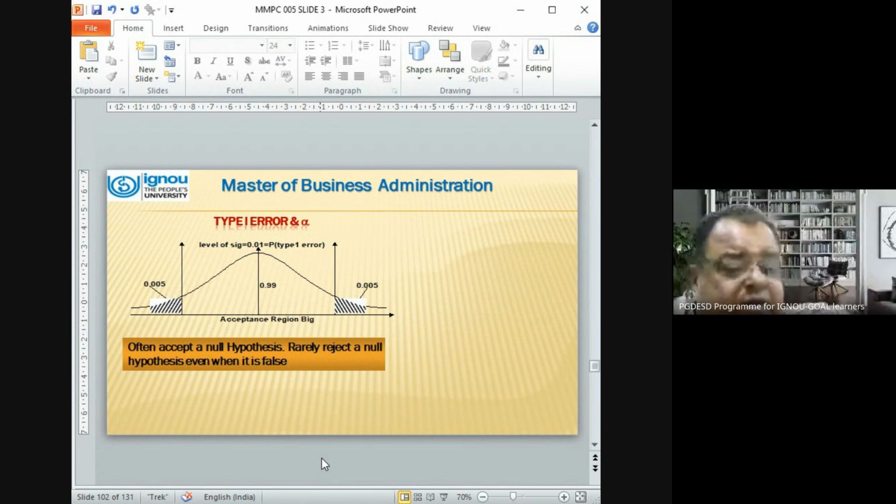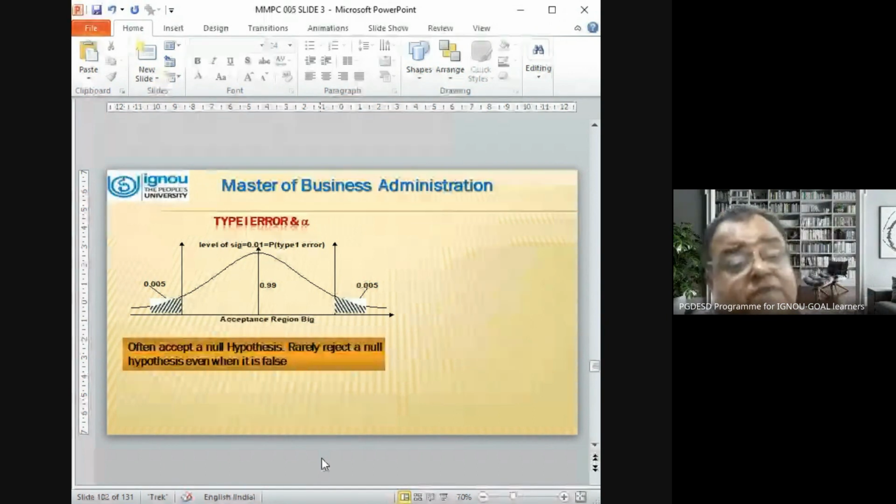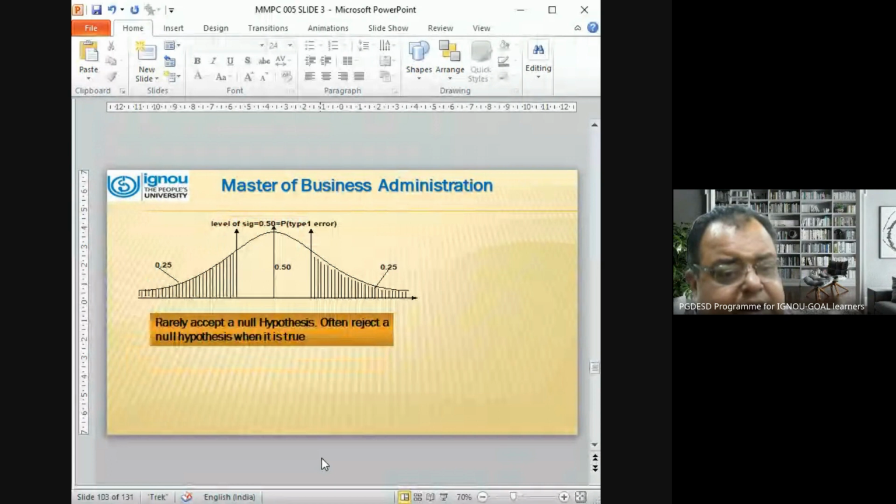You can see it is very broad. The maximum part is included in it. So that means we have to take the value of alpha as 0.005. Now what is happening over here? Rarely accept a null hypothesis, often reject a null hypothesis when it is true. It's coming closer. That region becomes 0.25.